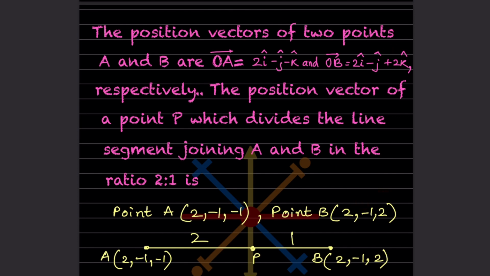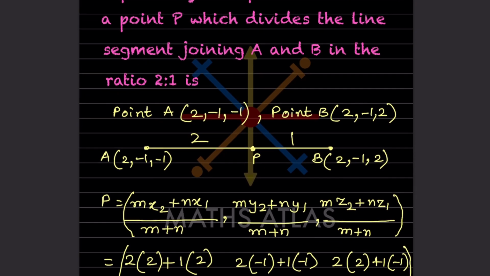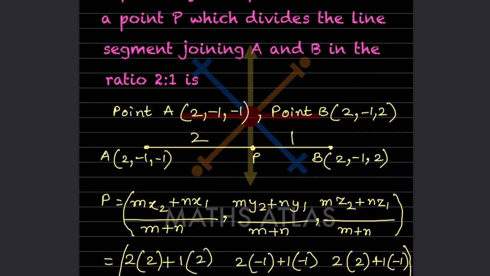So now what did they say? How is the ratio which divides the line segment AB? So suppose this is the line segment AB. So it is dividing in the ratio of 2:1. So here let us put one point P. So it is dividing in the ratio of 2:1. So we have the formula for this one, that is mx2 plus nx1 divided by m plus n, and this my2 plus ny1 divided by m plus n, mz2 plus nz1 divided by m plus n.